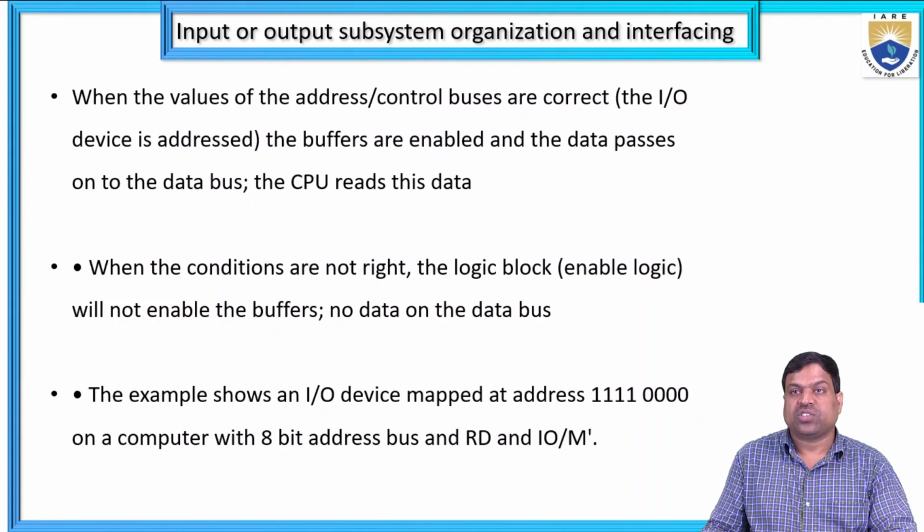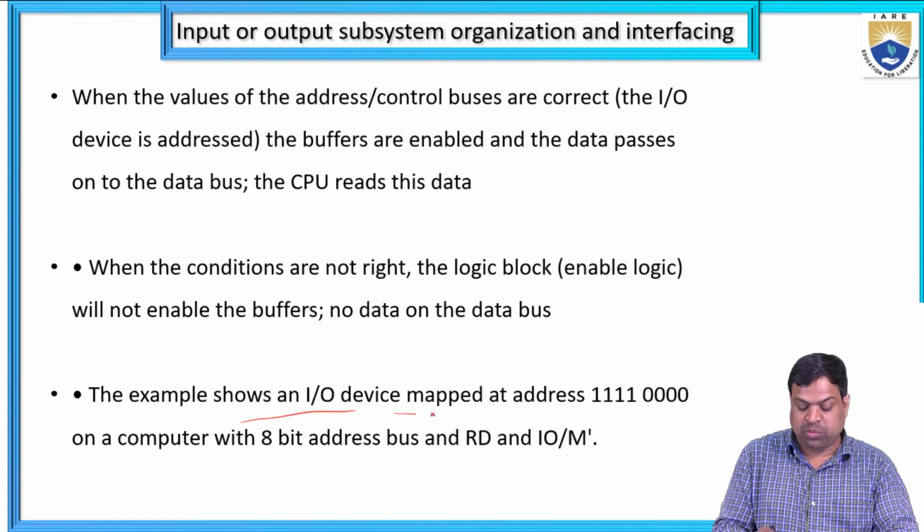When the values of the address and control buses are correct, the input device is addressed, the buffers are enabled and the data passes on the data bus. The CPU reads this data. When the conditions are not right, the enable logic will not enable the buffers. No data on the data bus.